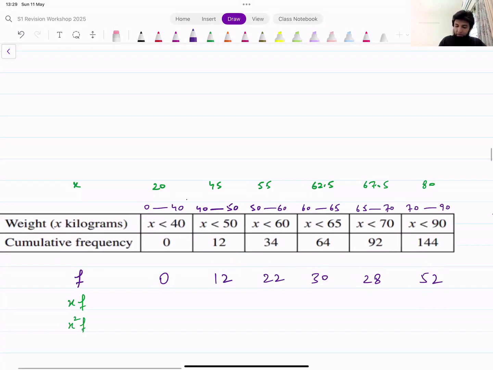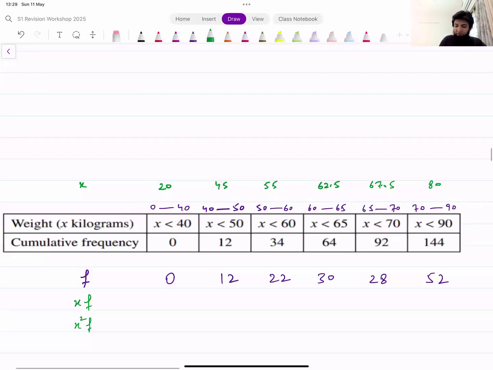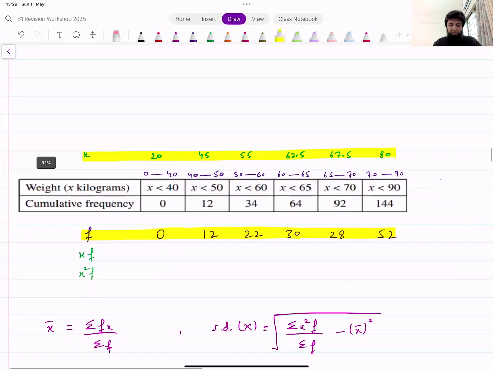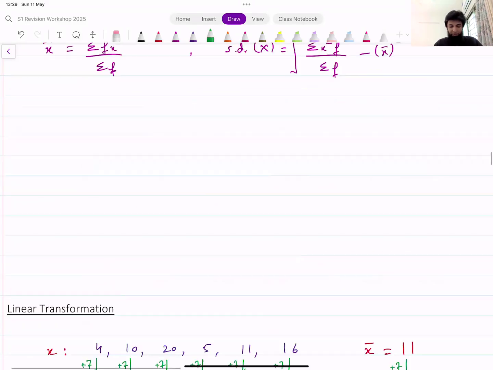And now you've got these intervals, you find the midpoints. The midpoints turn out to be 20, 45, 55, and so on respectively. So now you've got these X values, you've got these frequency values. These are the ones that you will now be using to find the mean and standard deviation. The rest of the process remains the same. You find XF, you find X square F, input them in the formulas, and you get the result from that. Okay, so this is possible as well, that they give you a cumulative frequency table, and you have to find the normal table from that, and then do those calculations.